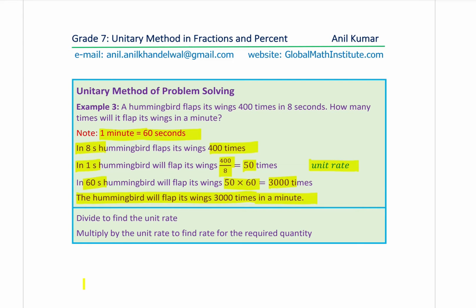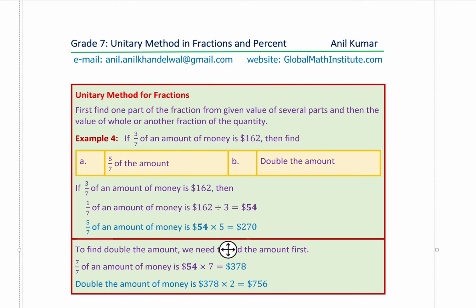That is how you're going to write down your answer. Correct? Again, the same strategy: divide to find the rate and multiply by the unit rate to find the quantity. Correct? So this is the standard way of doing it in normal word problems. Now we will see how to adopt this strategy to solve fractions related word problems, right? That is very tricky. So again, the unitary method will be extended.